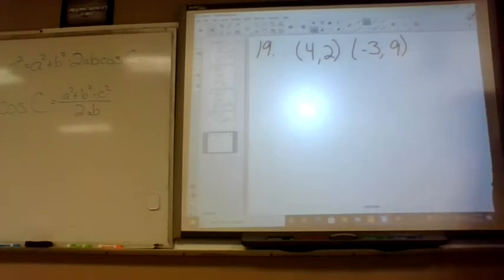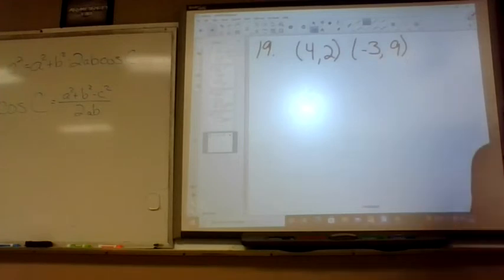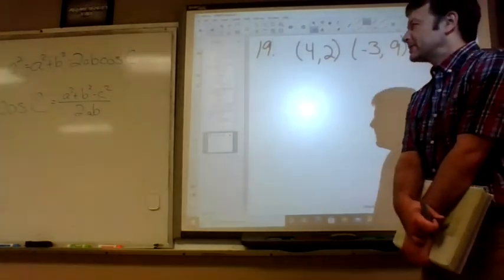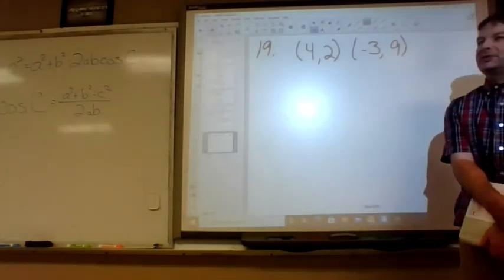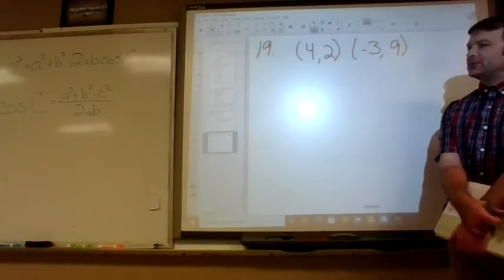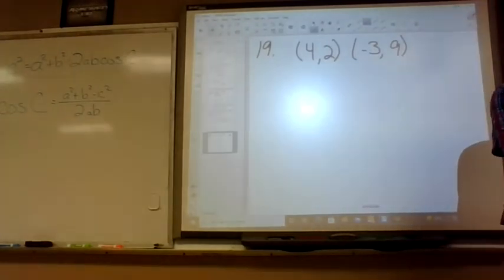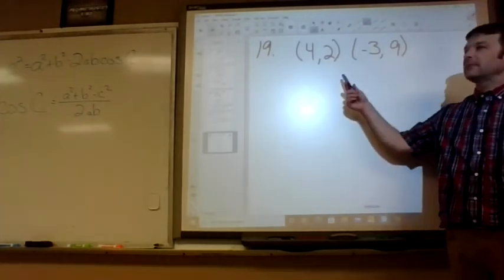Last part. This looks scary. On this one, they just tell us two points on the line. That's it. On all the other problems, they told us the slope. How could I find the slope between these two points on the line?